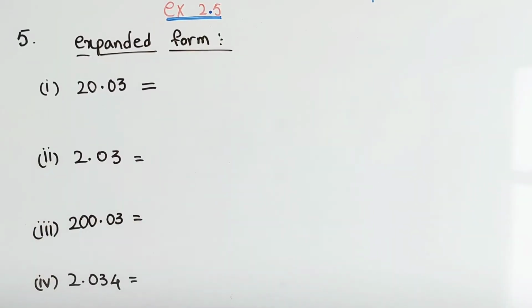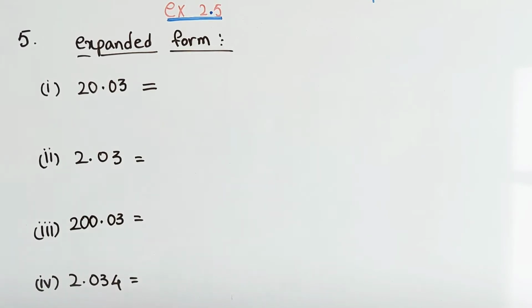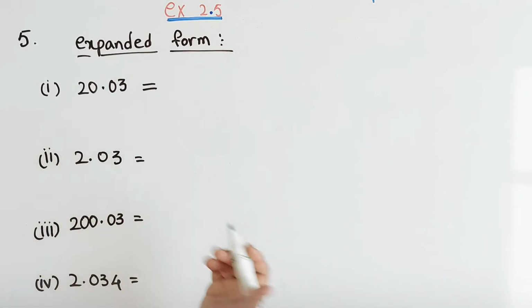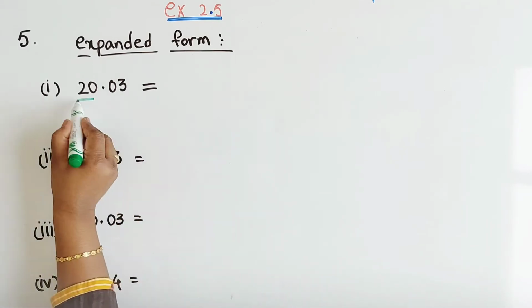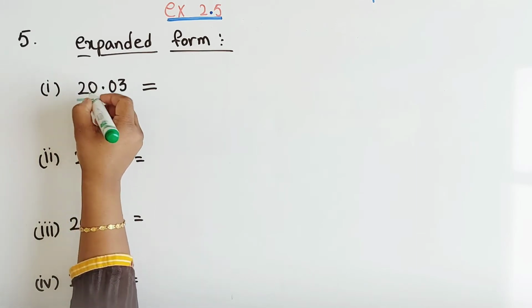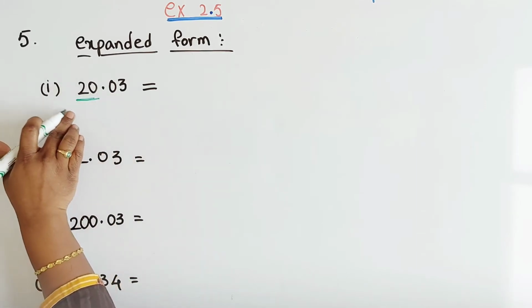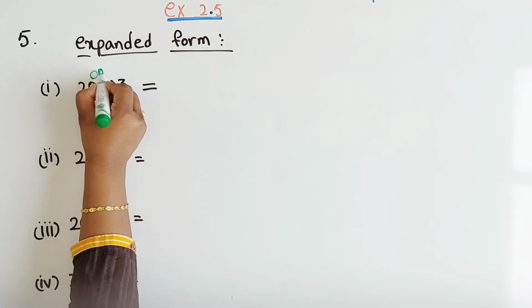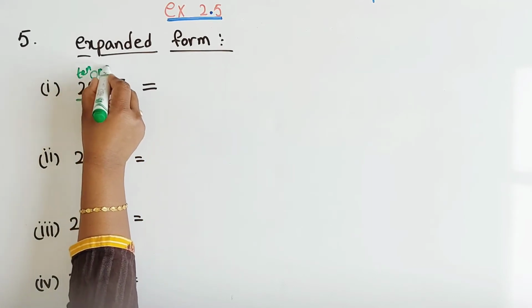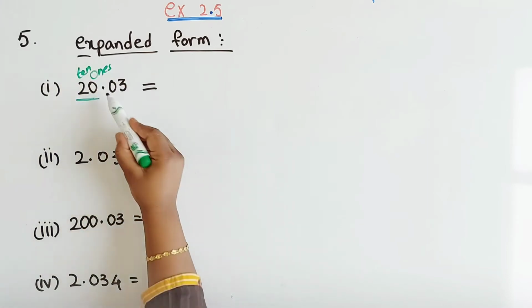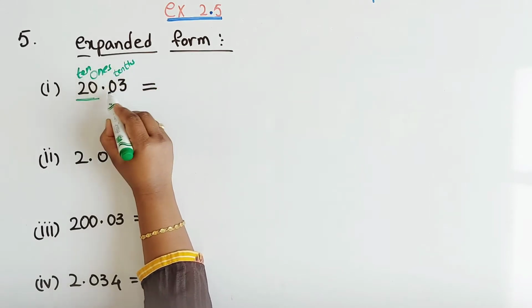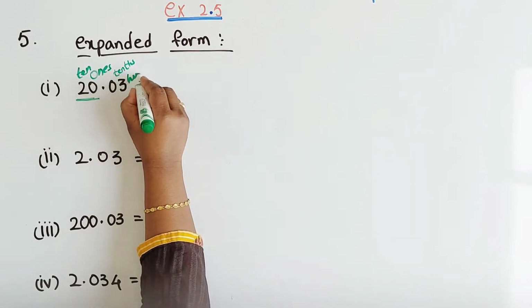Now fifth question, children. Write the following decimal numbers in expanded form. We have already learned the expanded form for decimal numbers, children. See here, whole number 20 is here. First we'll write the expanded form for this number. 20 means this is ones and tens. Correct, children? So after the point, this will be tenths, and next hundredths.